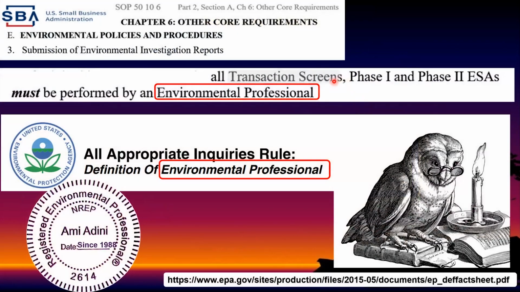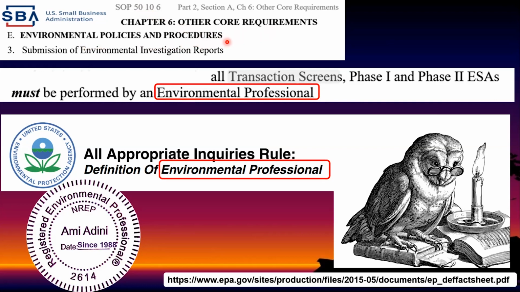The SBA is a major partner, or major actor, in our industry. I call them the prime mover in our industry, because they back up many, if not most, of the commercial transactions. They have their standard operating procedure, SOP 50 10 6, and in it they have an entire chapter, which is by itself almost a book, called Chapter 6, Other Core Requirements, and a major subchapter there is environmental policies and procedures.